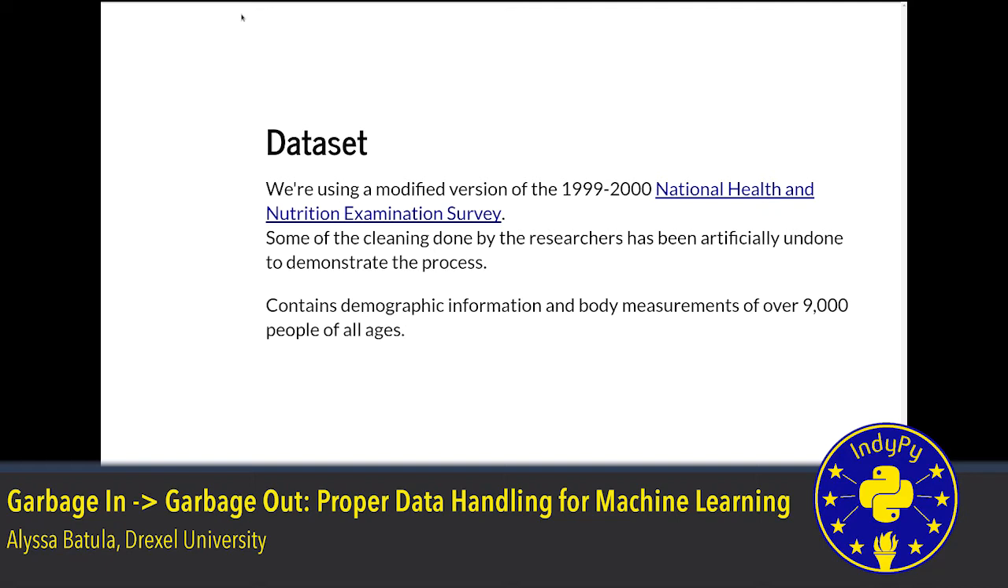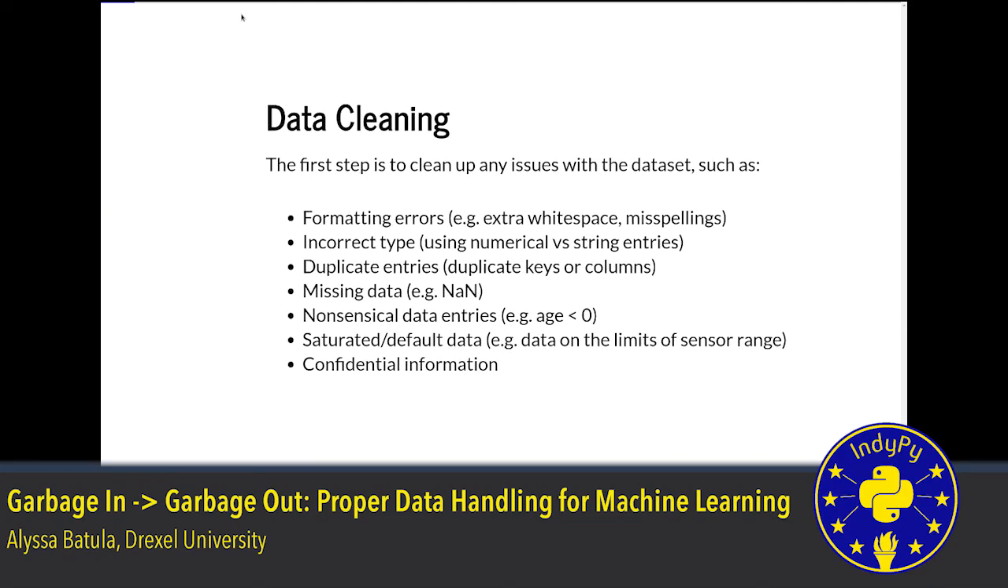Data cleaning is one of the first steps you want to do after you get your data set. And this includes things like formatting errors. If there's any text data, do some entries have extra white space so that they wouldn't match up? Are there any misspellings in there? Incorrect types: are you expecting a number and someone put their name in there? Any duplicate entries. You don't want any data to be duplicated.